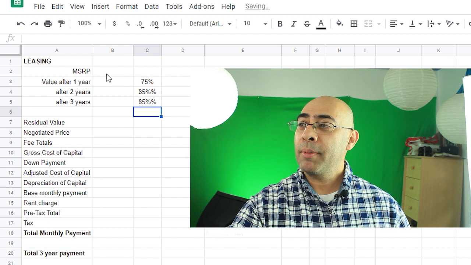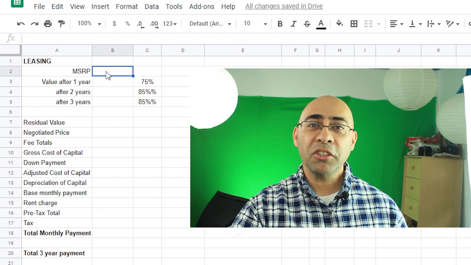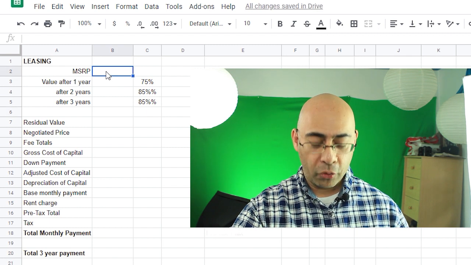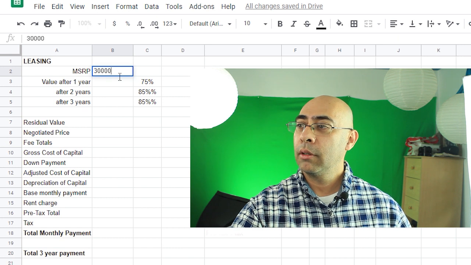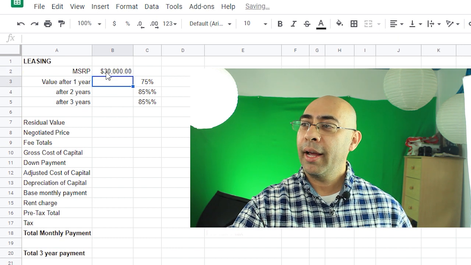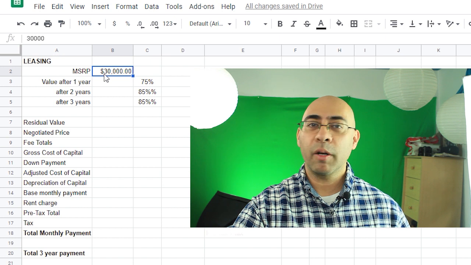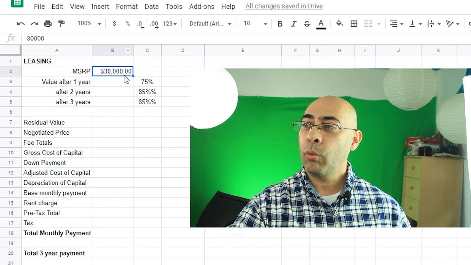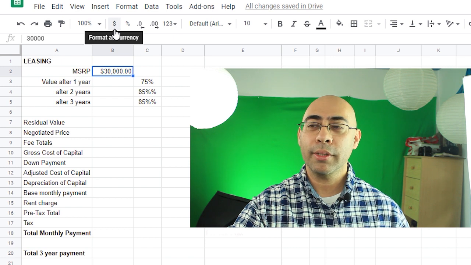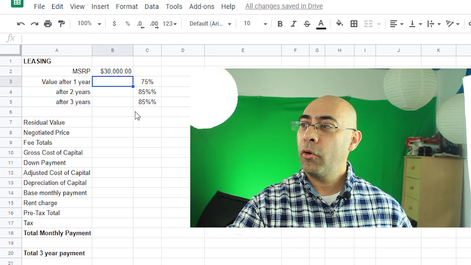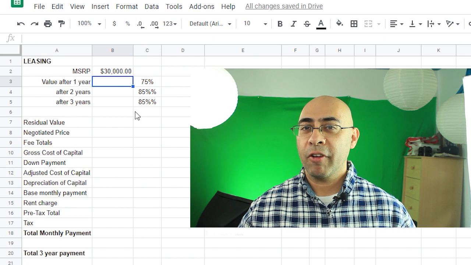So if I look at the MSRP, and let's just assume we're getting a car for $30,000. Type in $30,000 there, and the dollar sign is automatic because I did this earlier. And if you want to get the dollar sign, just click on that little dollar sign where it says format as currency. And now for value after 1 year, keep 75% of its value.